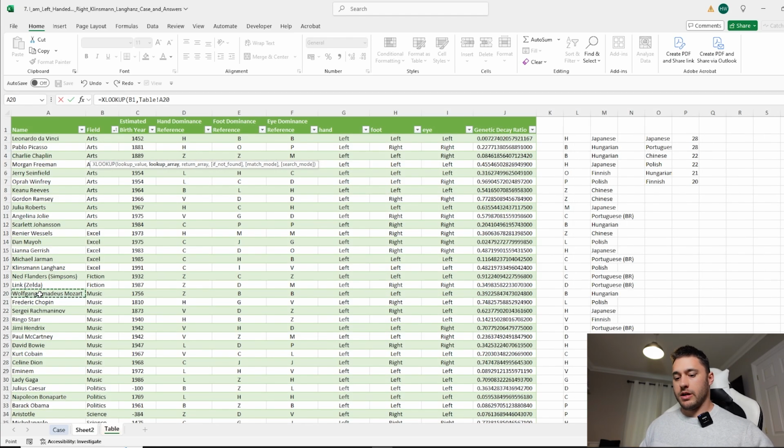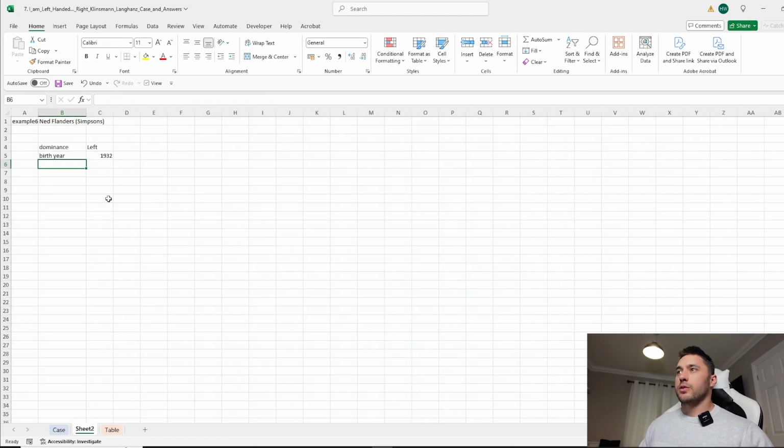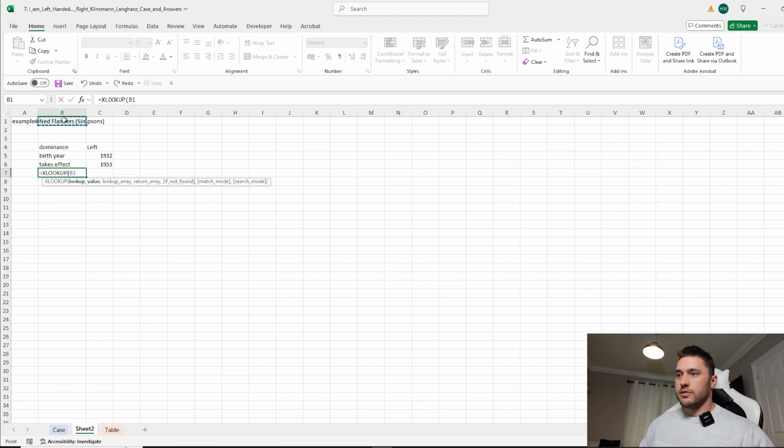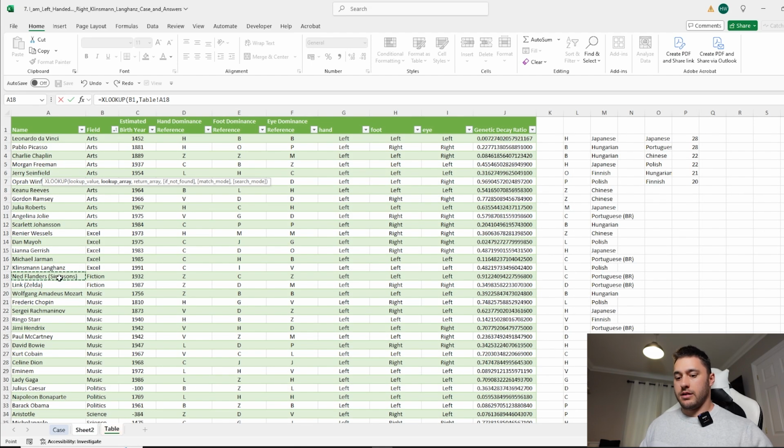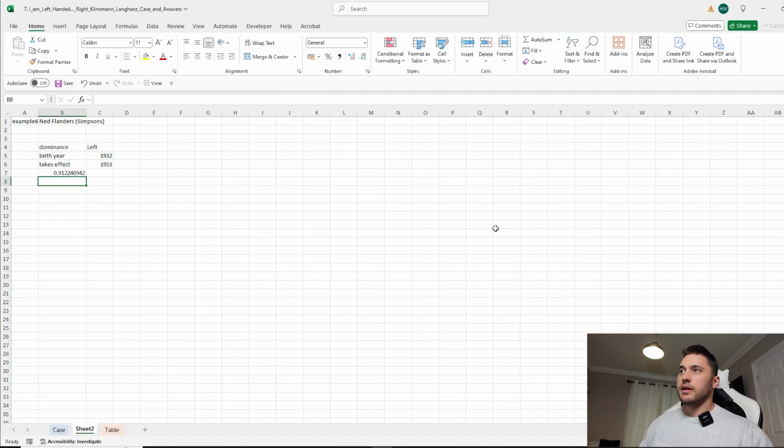So we're going to look for him in here again, but we're going to return his birth year. And then we know it takes effect 21 years from that date, so we'll plus 21. Okay, then we want the genetics K ratio. So we'll look for him again in here and pull out his decay ratio, and it's 0.91.